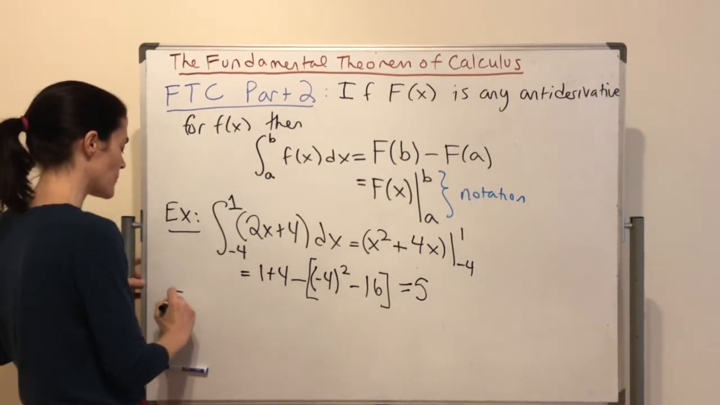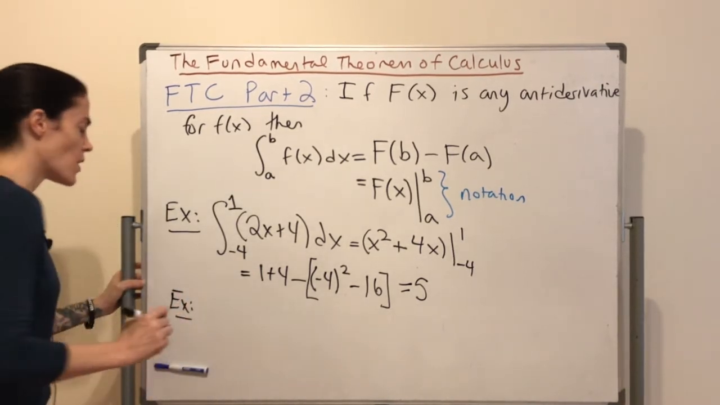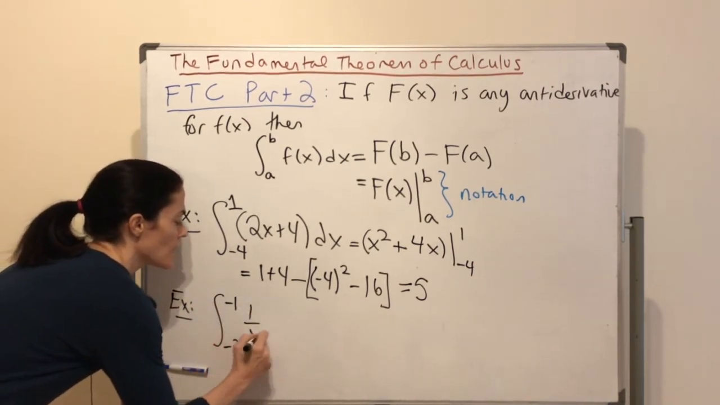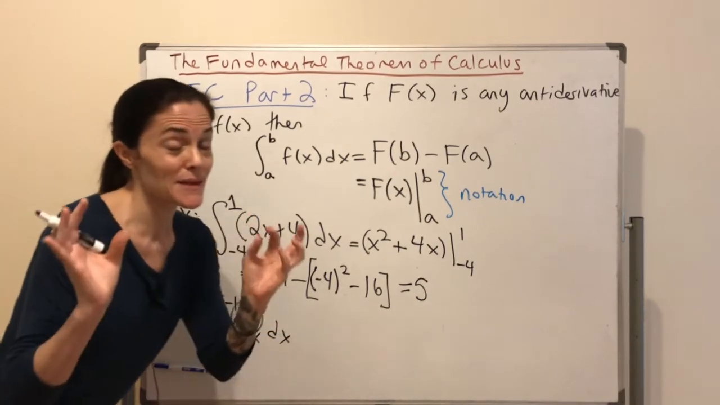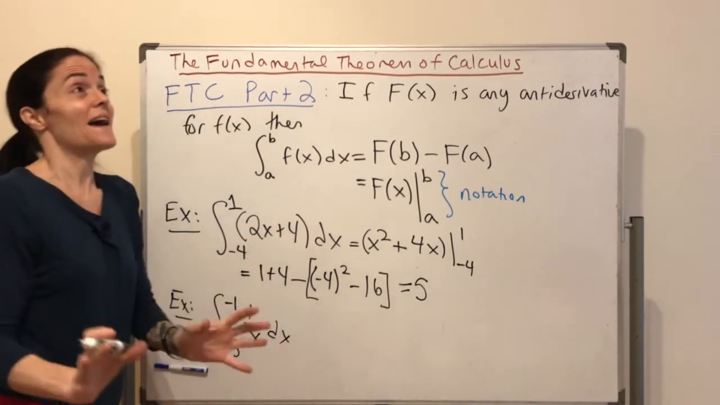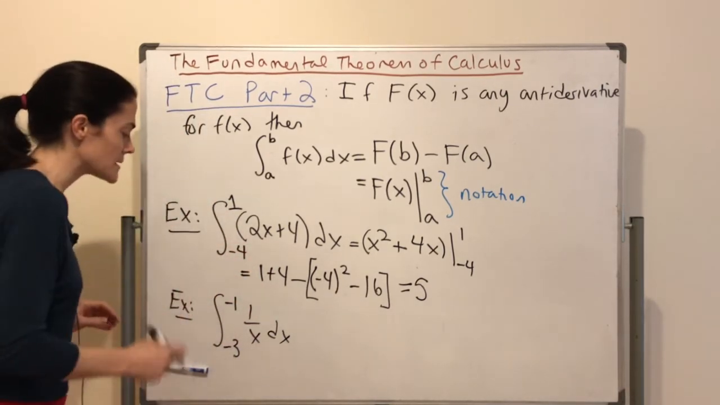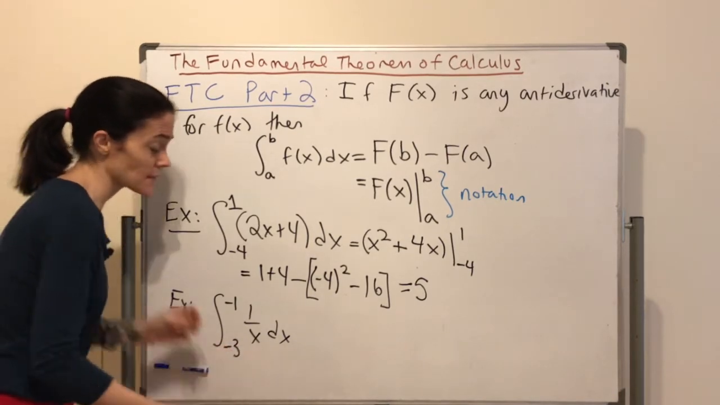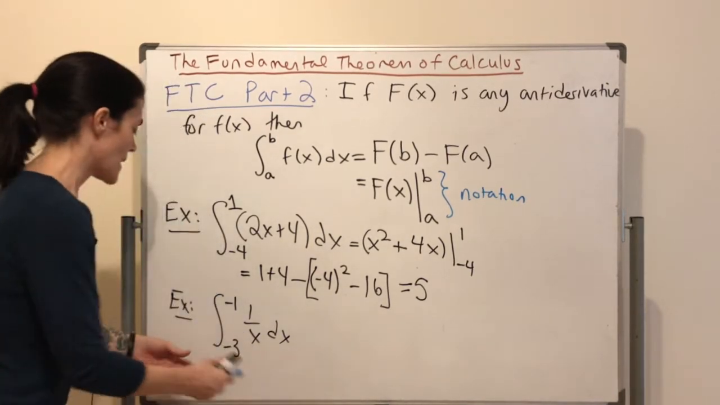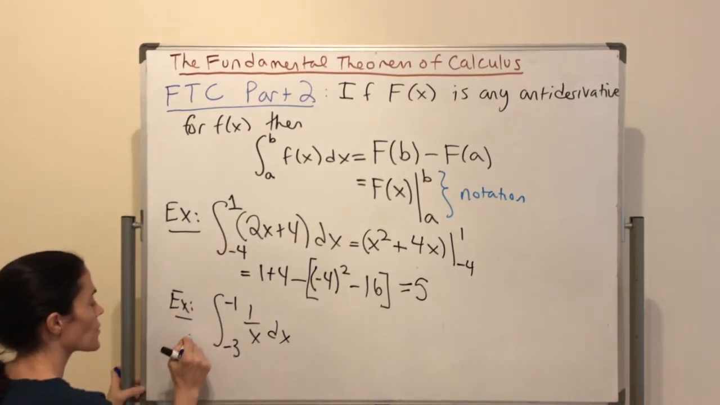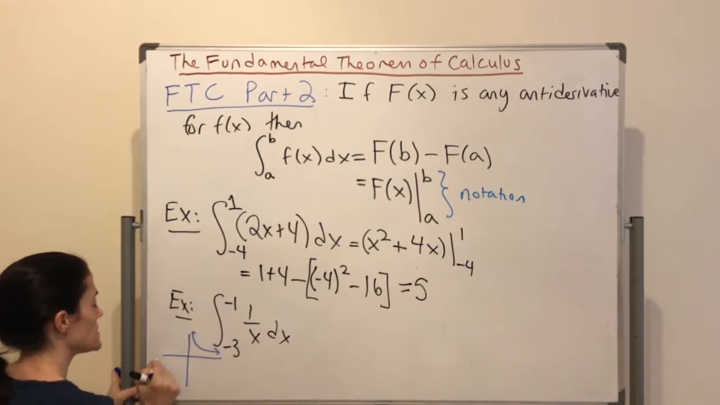Let's do another example. What if we wanted this? Let's go minus 3 to minus 1 of 1 over x dx. And this is maybe the first time we realize why, in fact, we do need absolute values for an antiderivative of 1 over x, because this certainly makes sense if you think geometrically, right? If I quickly, maybe down in this corner, graph 1 over x, it's more or less like this, and like this, okay? Basic shape.